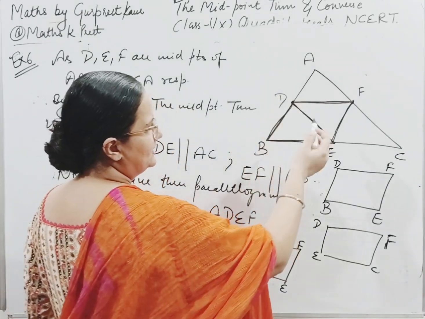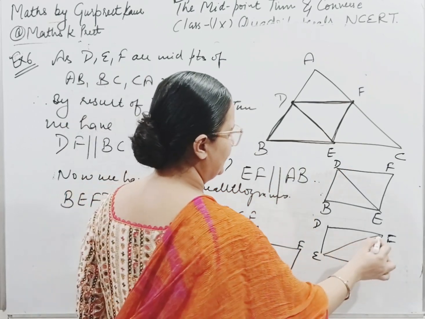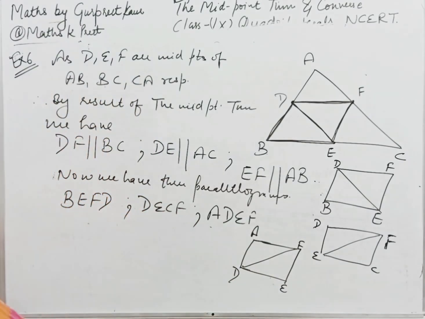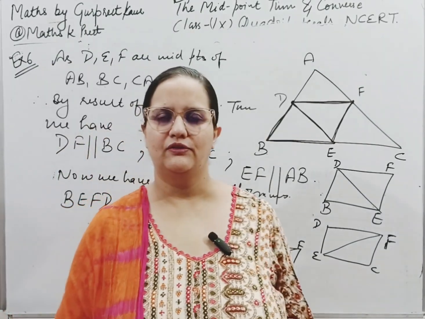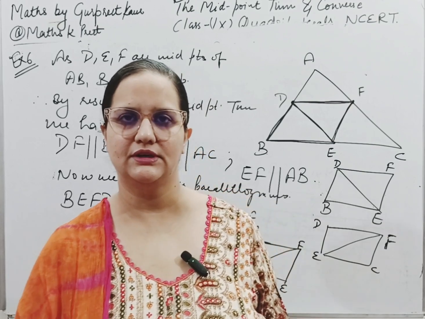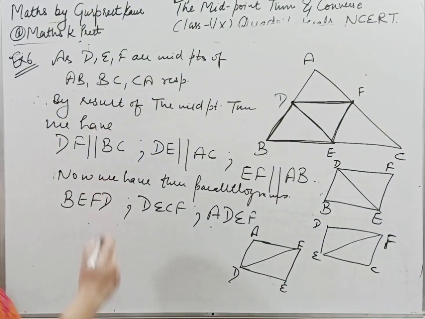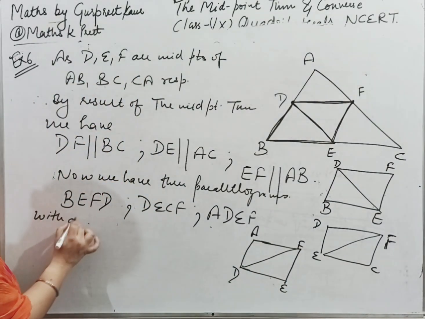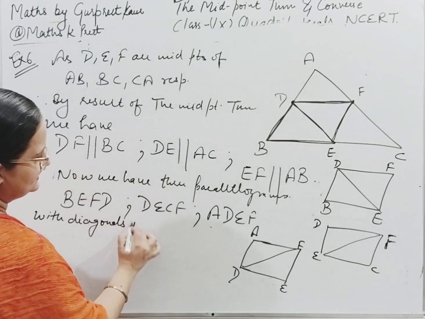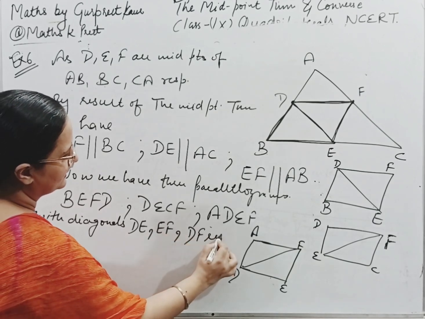Okay. So what is the diagonal here? DE. What is the diagonal in the next? EF. And what is the diagonal here? DF. This is the diagonal according to the figure. So we have a result that the diagonal of a parallelogram divides it into two congruent triangles. In the very beginning of this chapter, we have studied the proof of this result. So we can write that we are having these parallelograms with the diagonals DE, EF and DF respectively.